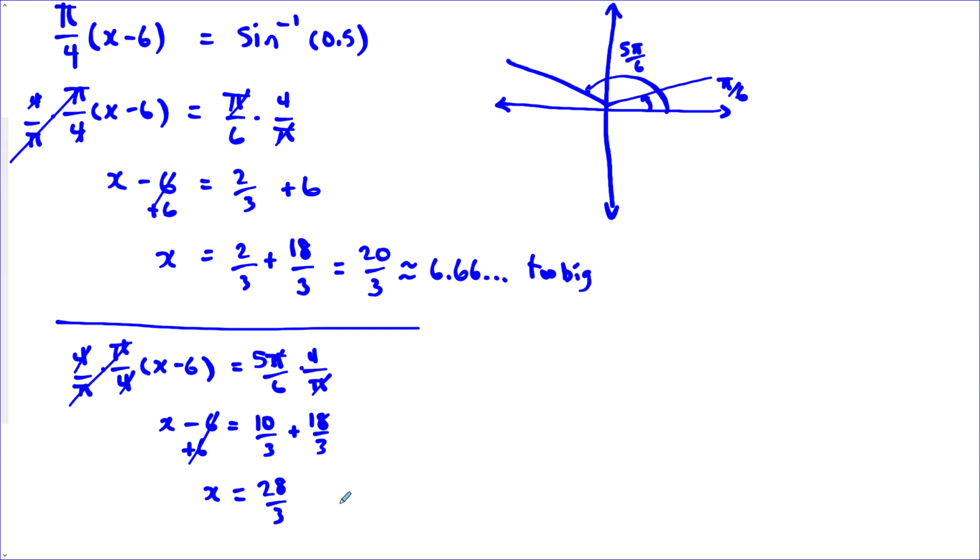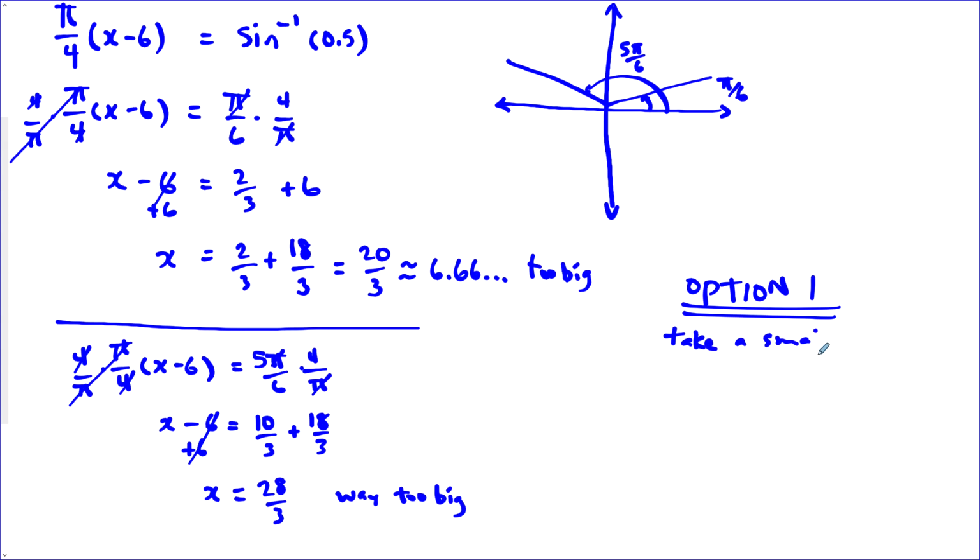Now, this is way too big. So the first one is too big, and this is way too big. You see which direction we're going. As we go counterclockwise here, we're going to get larger and larger values. So option 1 here is to take a negative angle instead. If these positive angles were too big, take a negative angle. So option 1, take a smaller or negative angle.